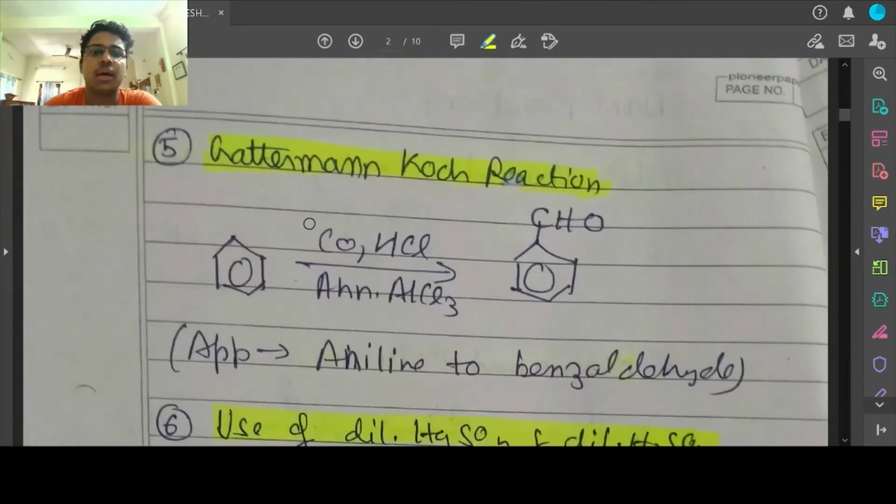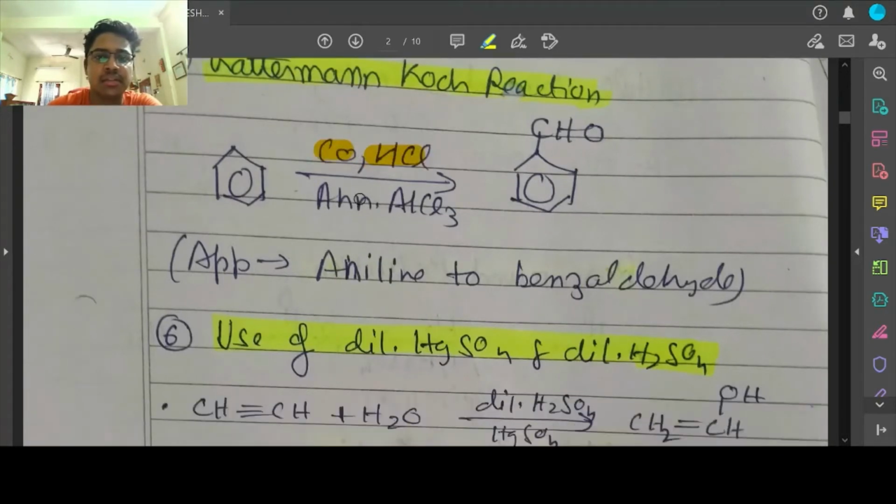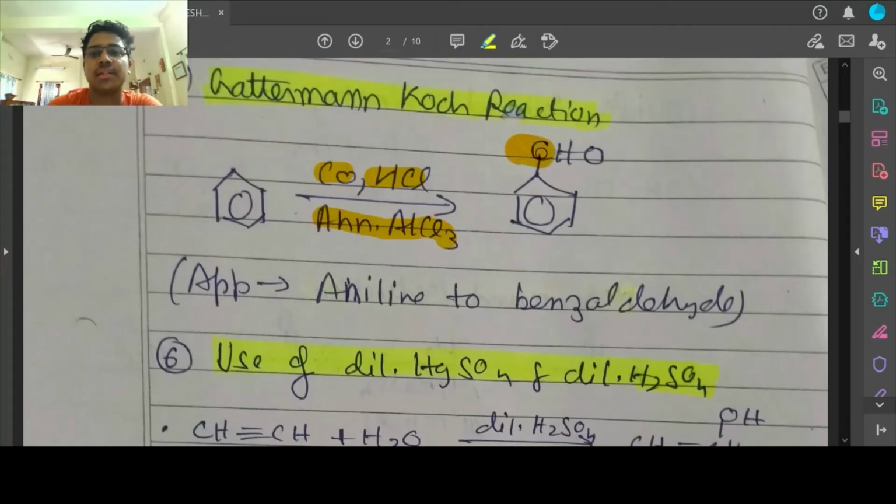Now comes the Gattermann-Koch reaction. This is very important. So benzene, with carbon monoxide plus HCl in the presence of anhydrous AlCl3, gives benzaldehyde. Benzene in the presence of carbon monoxide, HCl, and anhydrous AlCl3 gives benzaldehyde.